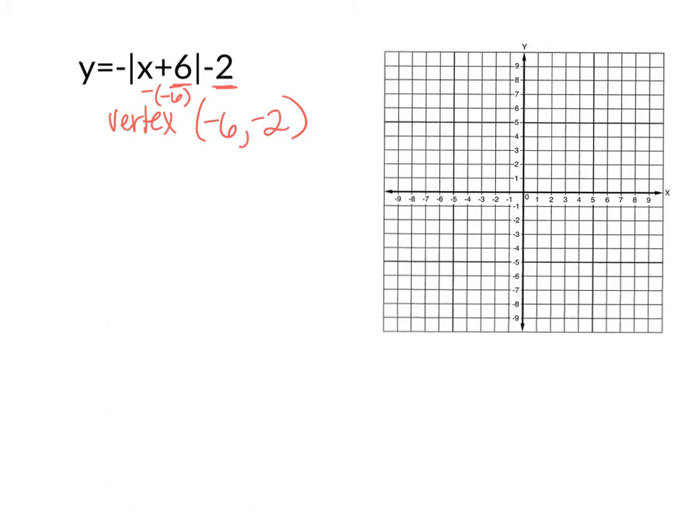And then my a is -1, which means it opens down. And the slope is 1/1. So we're going to go down 1 and right 1, and then we'll go left 1 for the other side. So from here we're going to go down 1, right 1, down 1, right 1, and then down 1, left 1.